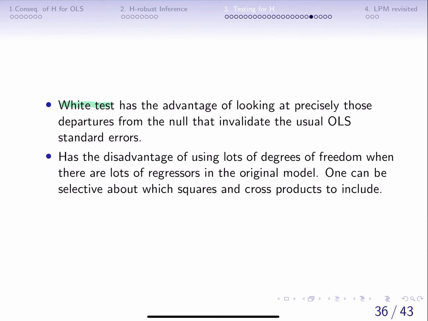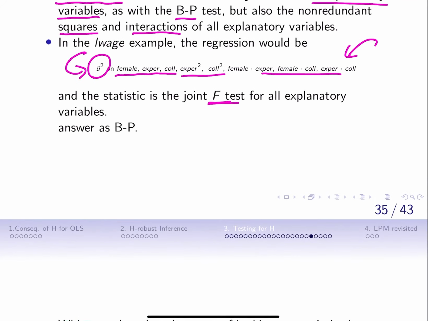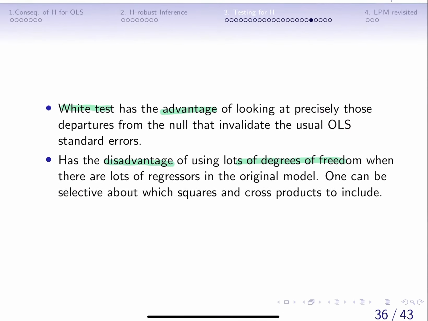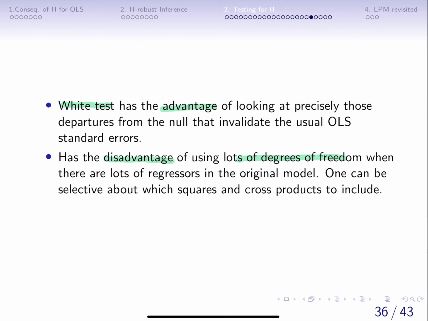So the White test has the advantage that it actually looks at departures from the null that could invalidate the usual OLS standard error. So maybe, if the functional form of the regression isn't specified correctly by excluding squared or interaction terms, the White test allows for that. But it has the disadvantage of using lots of degrees of freedom. As you can see, if you have a lot of squared terms and interaction terms, we can lose a lot of degrees of freedom very quickly relative to the original model.